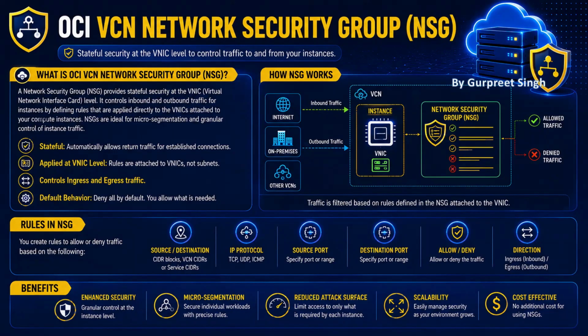As we know, the default behavior is the denial of all traffic by default, and we have to write our own rules to allow the traffic. This works in a similar fashion to a security list. So the only difference between the security list and the network security group is that security list works at the subnet level and network security group works at the VNIC level.